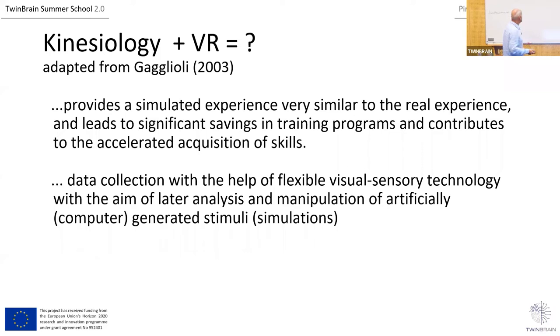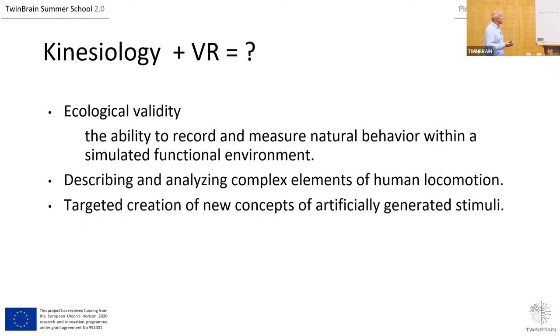Okay, what are the other benefits? Ecological validity: the ability to record and measure the nature of behavior within a simulated functional environment, describing and analyzing complex elements of human locomotion, or targeted creation of new concepts of artificially generated stimuli.